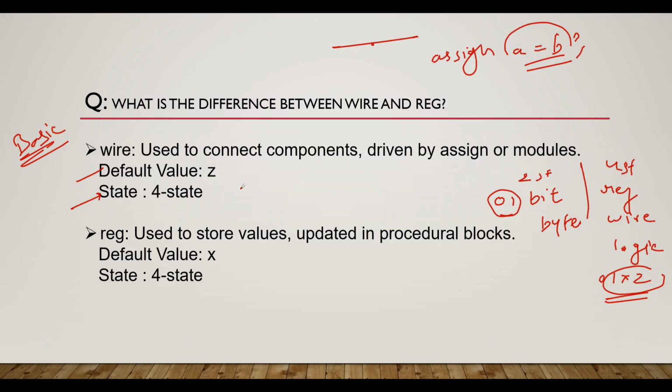The default value for your wire is Z, and the default value for your reg is X, and reg is used to store values and is updated in a procedural block. So whenever you are writing some procedural block, make sure to use a reg kind of data type. And it's also a 4-state data type.